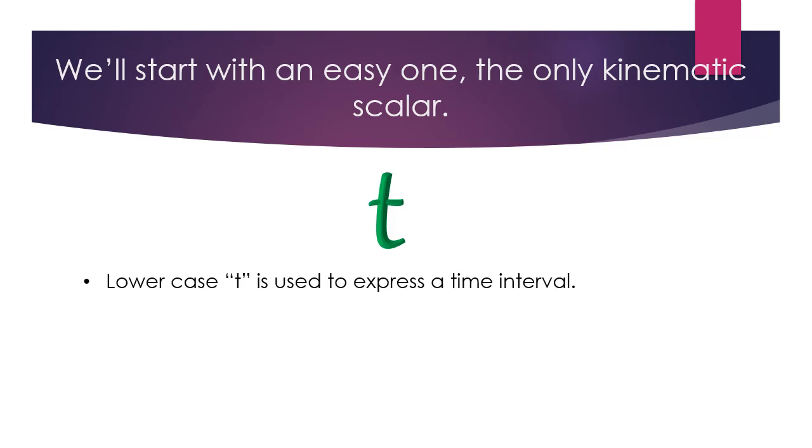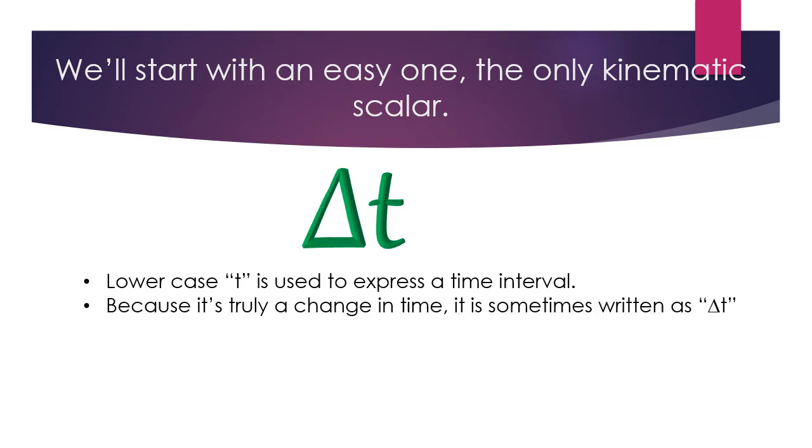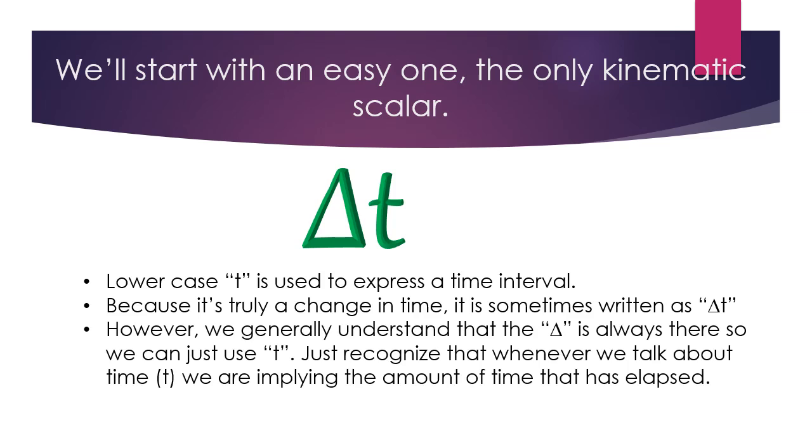Specifically, a time interval, not time like it's 12 o'clock right now. No, it's t as in how many seconds have elapsed from the very beginning till the end. So whenever we are looking at a problem in physics, we are mostly concerned with how something changes over a certain amount of time. That time is what we are going to define with the letter t. Because it's truly a change in time, sometimes you'll see it written as delta t. However, we generally understand that the delta is always there, so we just use the t. So simply recognize that whenever we talk about time t, we are implying the amount of time that has elapsed.